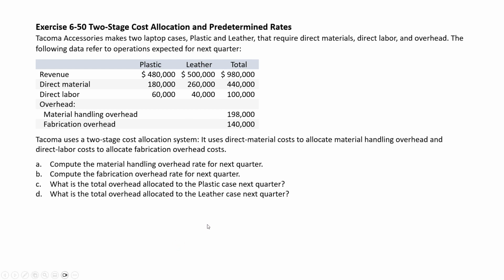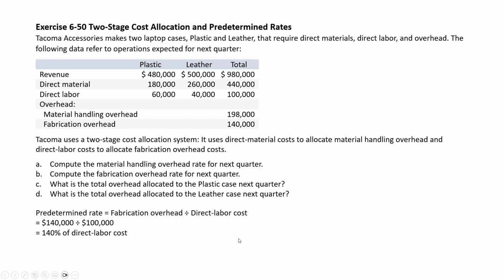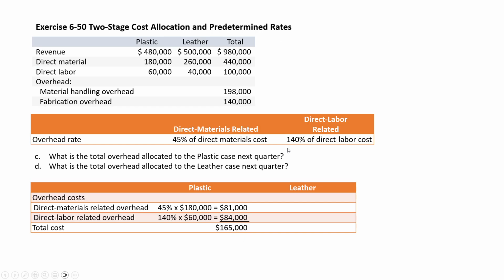Very similar for our fabrication overhead. We're going to take our fabrication overhead costs of $140,000 divided by our direct labor total costs, irrespective of the type of case, of $100,000. That would give us 1.4 or 140% of direct labor costs is how we're going to apply our fabrication overhead. Now that we have our rates of 45% for material handling and 140% of direct labor cost for our fabrication, let's go ahead and apply that overhead to our two different cases.